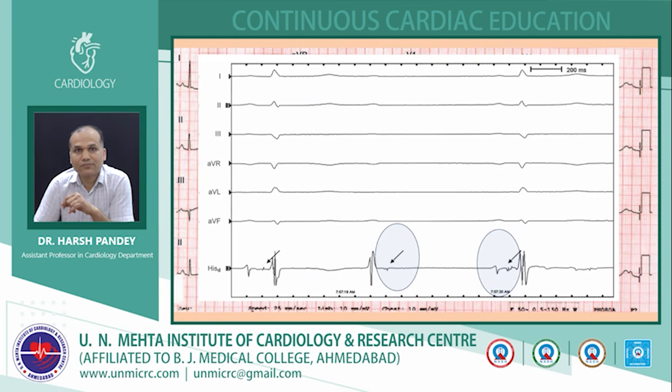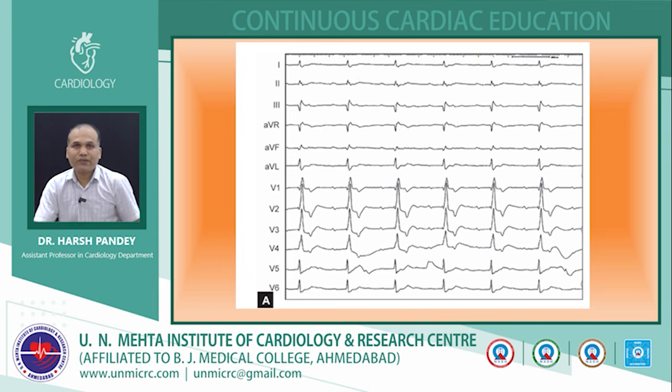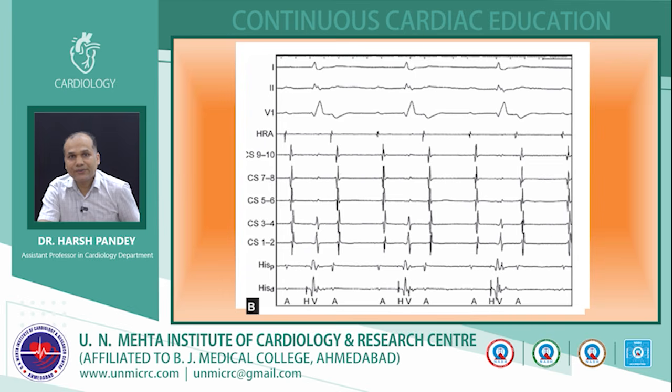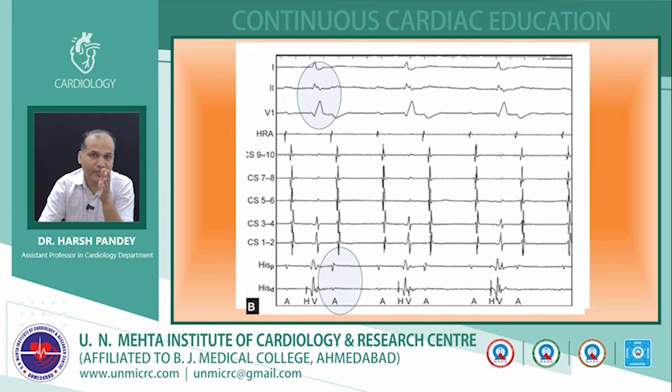Another example, there is 2:1 AV conduction happening here with right bundle branch block, and when the patient underwent EP study, you can see there is A, H, V, then A came and H and V did not come. This is our right bundle branch block. A came, H and V did not come. So even though the patient has 2:1 conduction with wide QRS RBBB, the level of block is still at the supra-Hisian level.